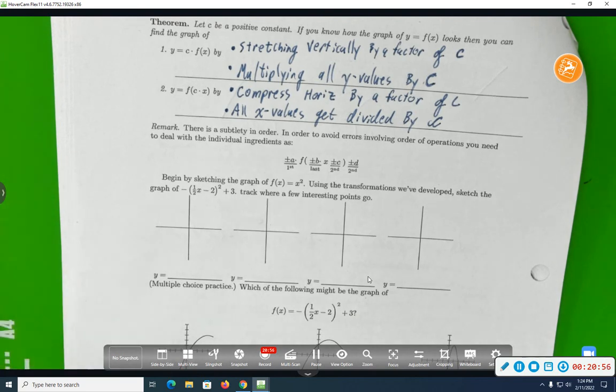So let's make one remark about the order in which to do things. Again, if you do things in the wrong order, you'll get the graph of something different.